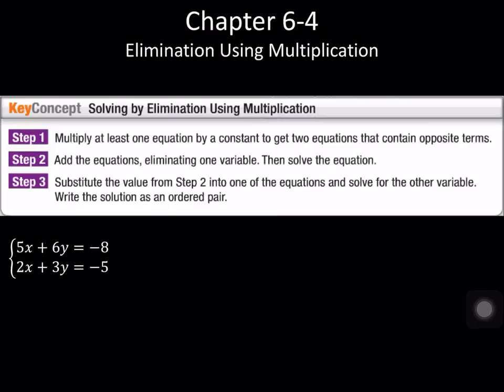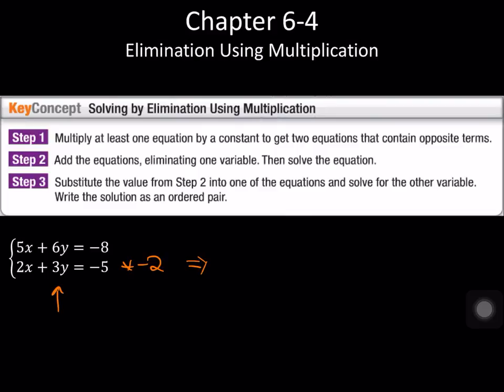So if you'll notice here, 5x plus 6y equals negative 8, and 2x plus 3y equals negative 5. There are no coefficients that match. 5 and 2 don't cancel, 6 and 3 don't cancel, but if I'm going to use elimination, something has to go away, and that's where step one comes in. Multiply by a constant to get two equations that contain opposite terms. So let's look here at y in these two equations, and if I take that second equation and multiply it times a negative 2, watch what happens.